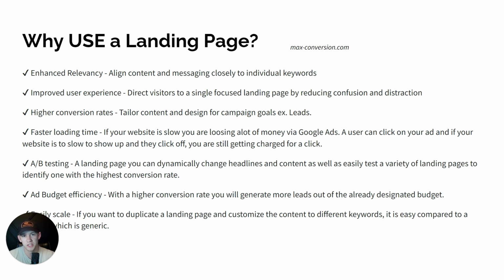Ad budget efficiency, that goes back to lower cost per lead, higher conversion rate, more leads for your dollar. Easily scale. Say you don't want to create a landing page for each individual keyword, that's okay. You can easily test the landing pages that work really well. And then once that's set up, you can easily duplicate it, change the keywords around, keep pretty much the same layout, the same wording, just change those headlines and some wording and make it more relevant. It's super easy to duplicate it and make it relevant for the audience.